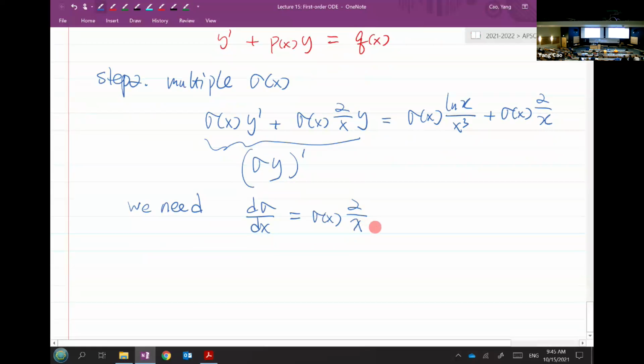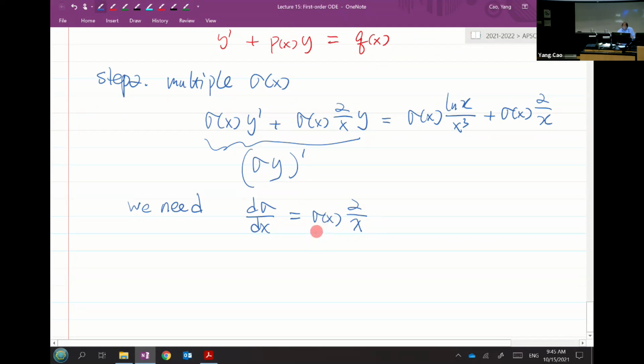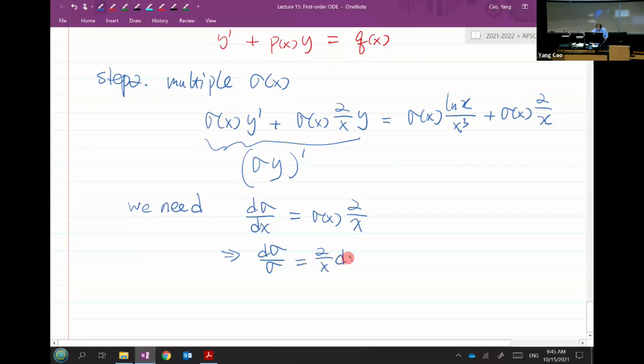And now we are going to use the separating variable technique to solve for sigma. So then you get d sigma over sigma equal to 2 over x dx, and then integrate both sides. We get ln sigma equal to 2 ln x.